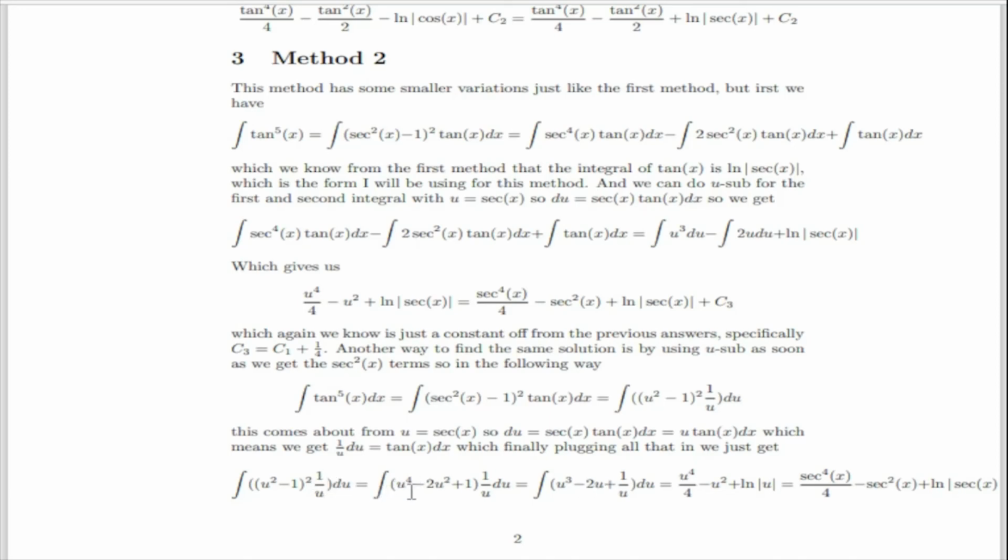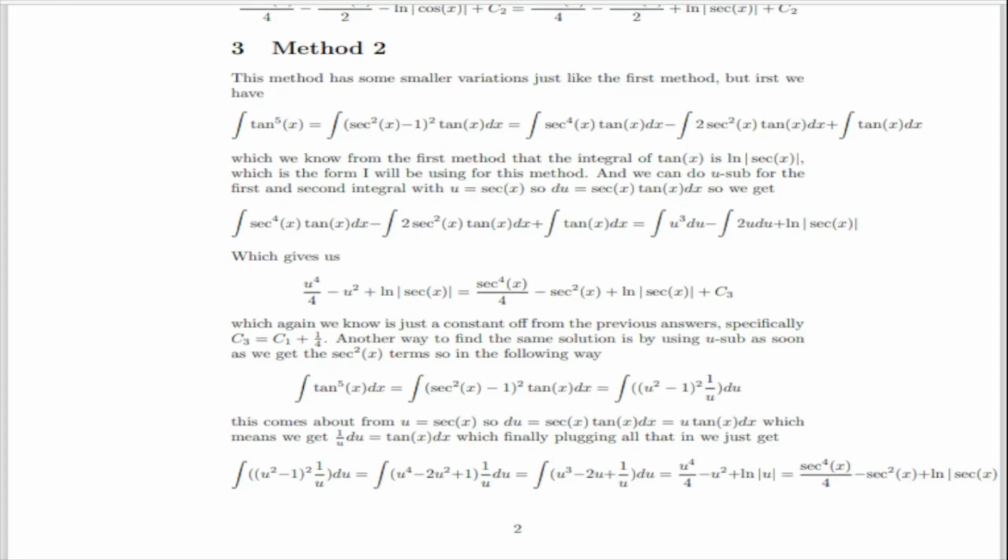That would give us u to the fourth minus 2u squared plus 1, all times 1 over u, which would give us u cubed minus 2u plus 1 over u, all du, which gives us exactly what we had before, but with secant of x being the u for all the terms, which would end up giving us secant to the fourth x over 4 minus secant squared x plus ln of secant x. And there should be an absolute value right there.